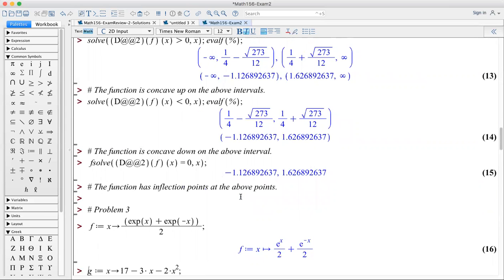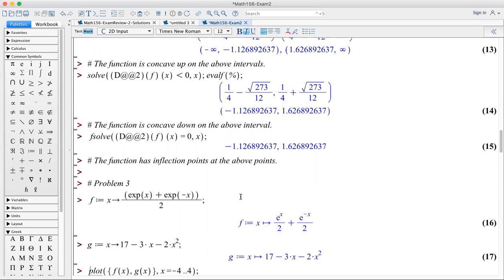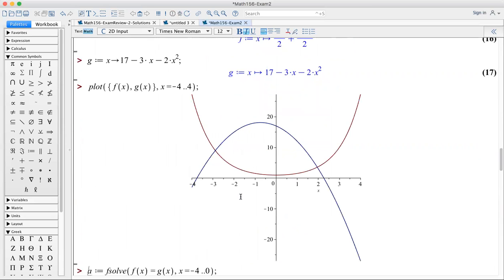In problem 3, we want to plot these two curves, e to the x plus e to the minus x over 2, and this upside down parabola, that's my function g of x. And when you plot them, this is what they look like. Again, you have to choose the right range of values for x in order to see what's going on.